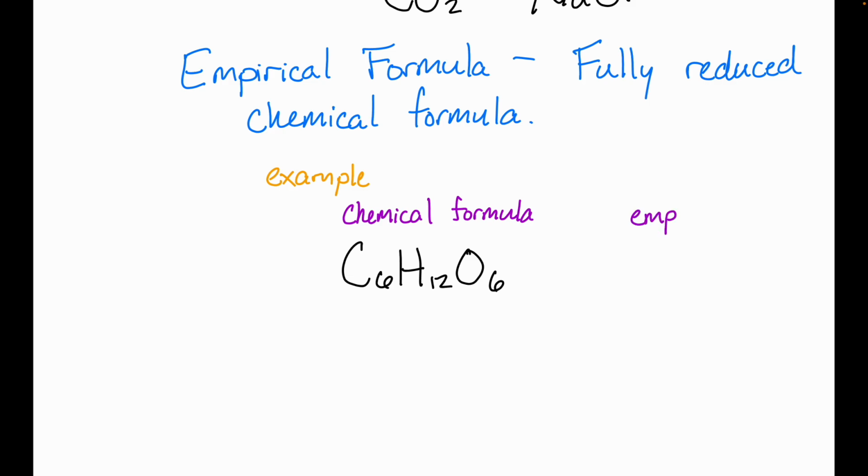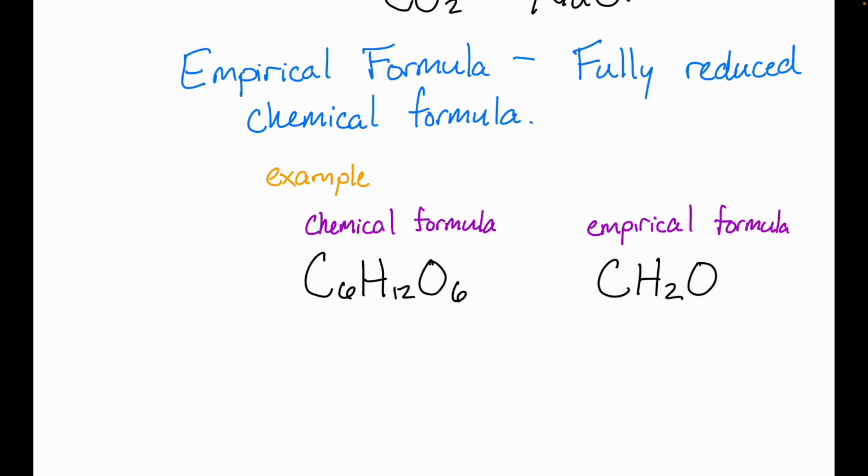Okay? So then its empirical formula is what I would get if I fully reduced this chemical formula. I pulled out any common factors that all of those subscripts share. 6, 12, 6, they all share what common factor? 6. So if I pull a 6 out from each one of those, I get CH2O. Right, so my empirical formula is when I take my chemical formula and I just fully reduce it. I pull out any common factors that those subscripts share.